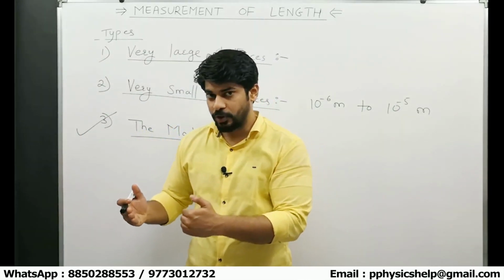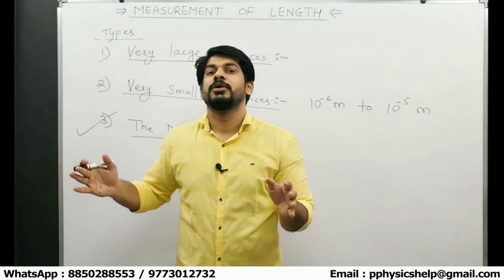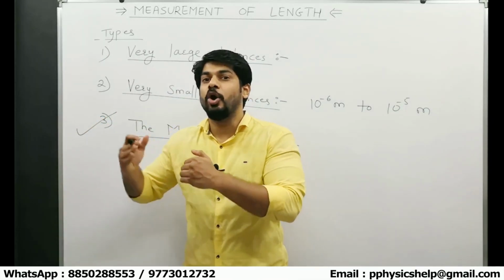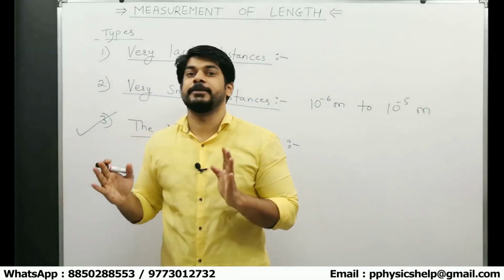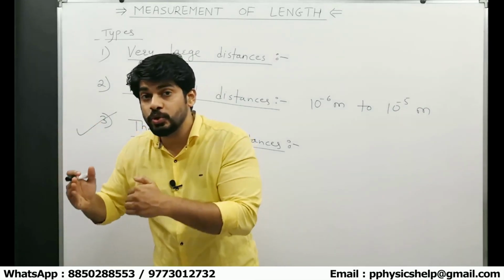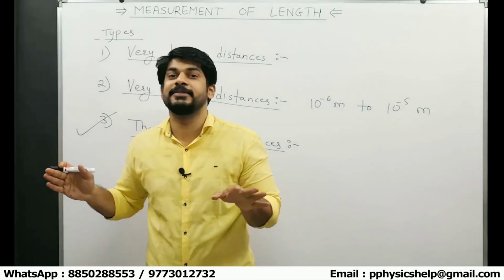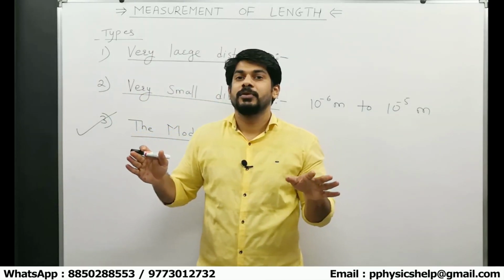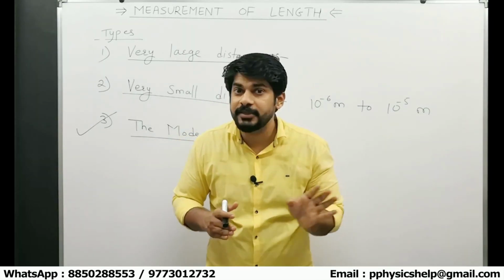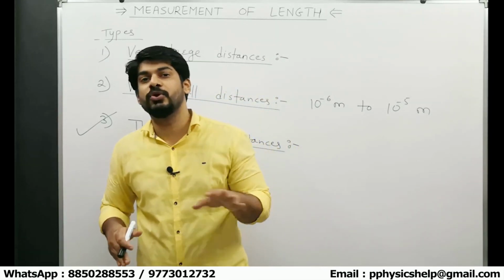Because any microscope can only resolve those objects which are of the order of the wavelength of light, nothing else. If the object is smaller than the wavelength of light, it cannot resolve it. The microscope will fail to resolve it.